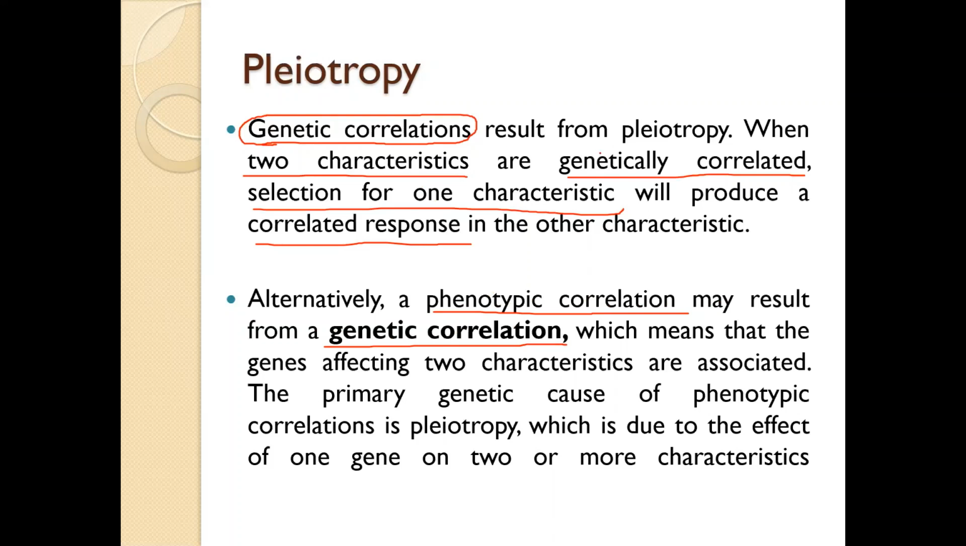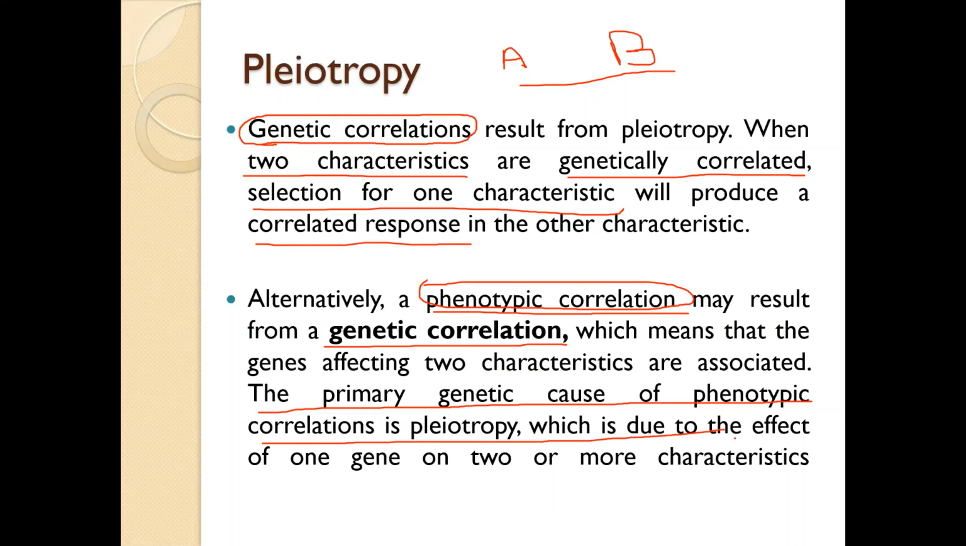That means if we consider gene A and gene B, if they are genetically correlated, the chances are their genetic correlation affects their phenotypic character, which means that the genes affecting two characters are associated. The primary genetic cause of phenotypic correlation is pleiotropy, which is due to the effect of one gene on two or more characteristics. So let's see an example.